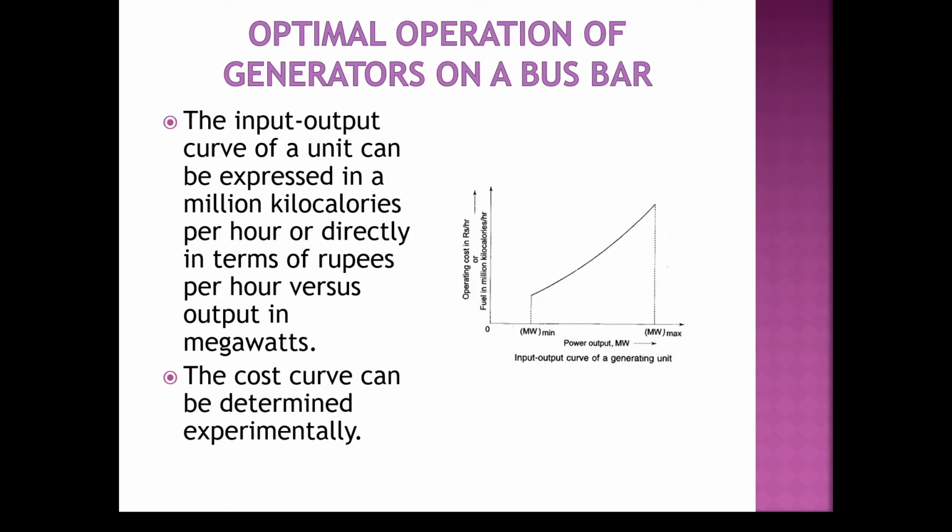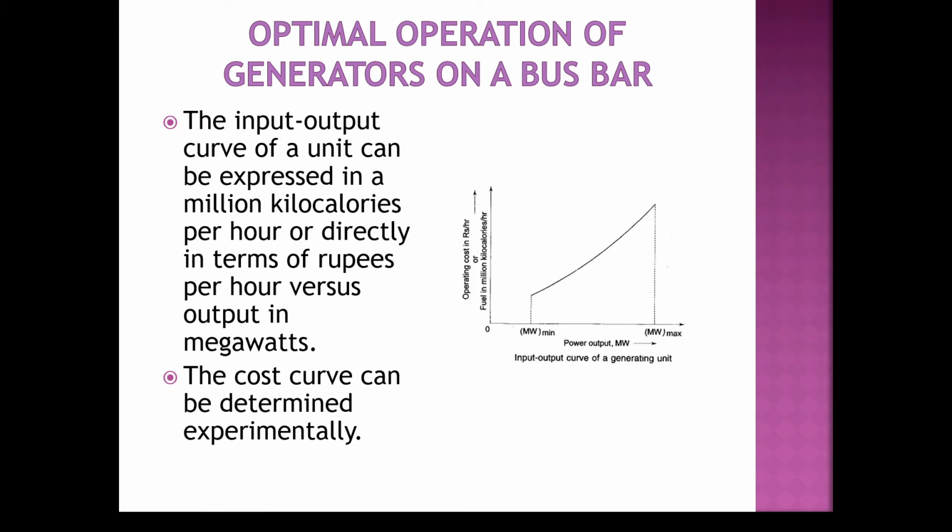So input output curve of a unit can be expressed in million kilocalories per hour or directly in terms of rupees per hour versus output in megawatts. Already we have seen in the previous class the input output curve of a generating unit. On the x-axis, we are taking power output in megawatts, and on the y-axis, we are taking operating cost in rupees per hour or fuel in million kilocalories per hour.